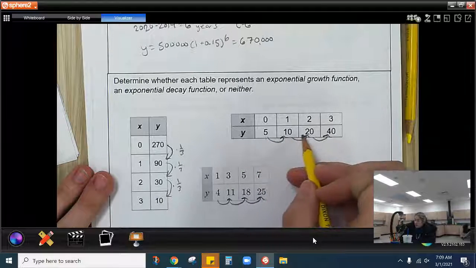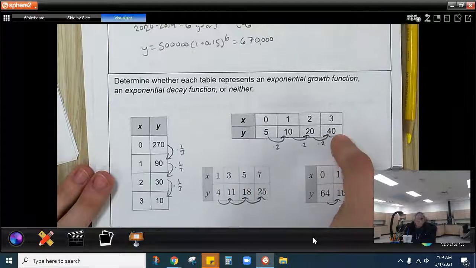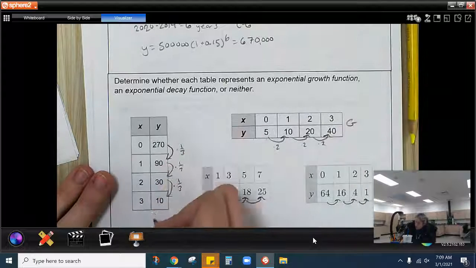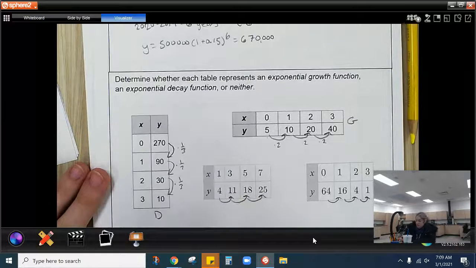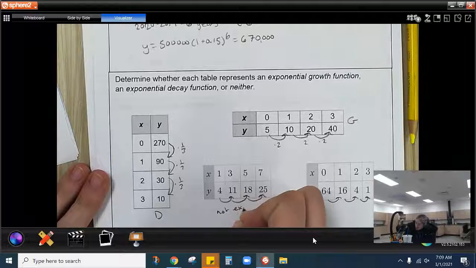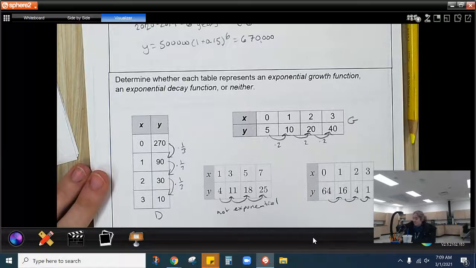For this one right here, we go from 5 to 10 to 20 to 40. Hopefully you can see that we're timesing by 2 each time. That's a growth function. Right, growth. Put a G there. I'll put a D here. All right, for this one, we add 7, add 7, add 7. Hint, hint, hint. This is not exponential. Tricked you on that one, didn't I? And then for this one, we're going from 64 to 16 to 4 to 1. So this time we are dividing by 4 or multiplying by 1/4 each time. So it's getting smaller. It's decay.